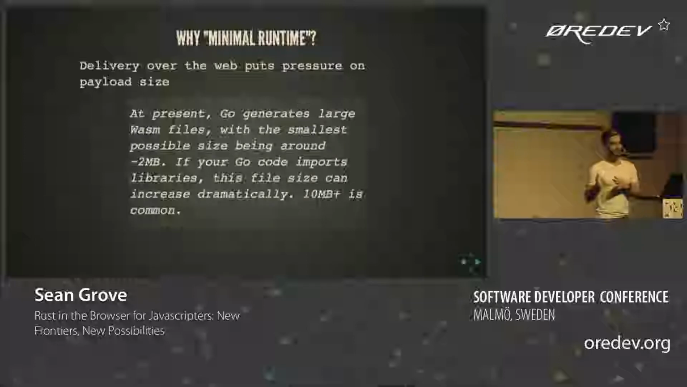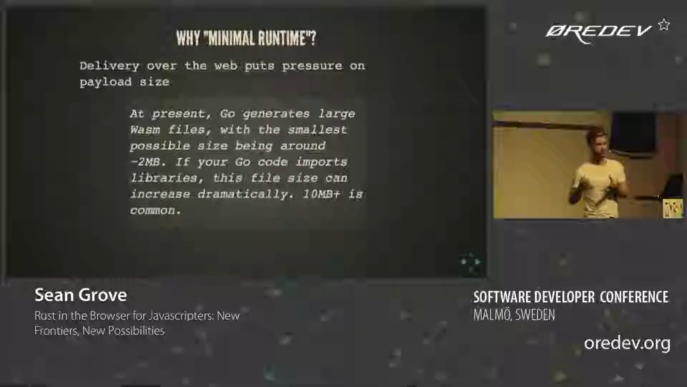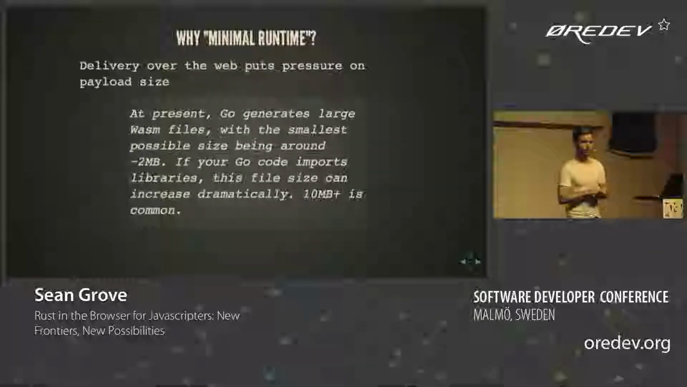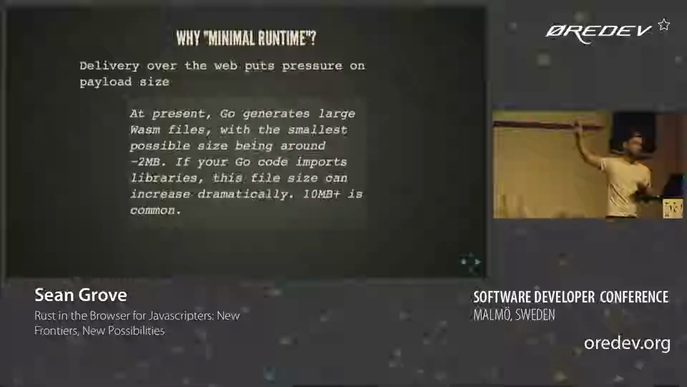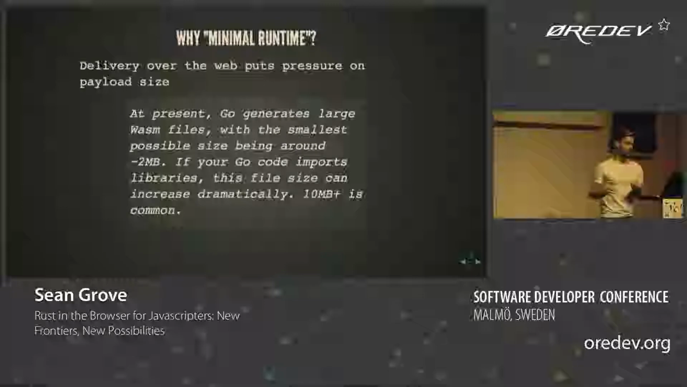And to compare this to some other languages that haven't done this, Go, for example, has reasonably good WebAssembly support at this point. However, whenever you generate a WebAssembly binary from Go, the output is fairly large because there is an inherent runtime in Go. So it's normal to see, not gzipped, just plain 2 megabyte output, and if you include some libraries, it'll go up to maybe 10 megabytes.